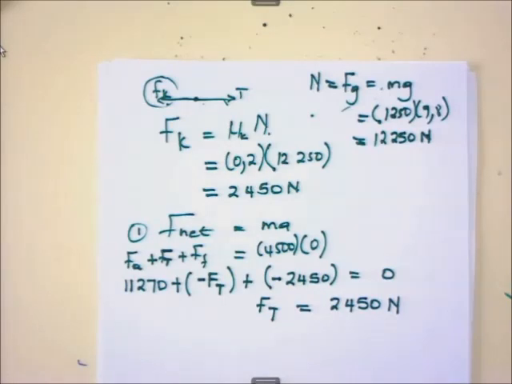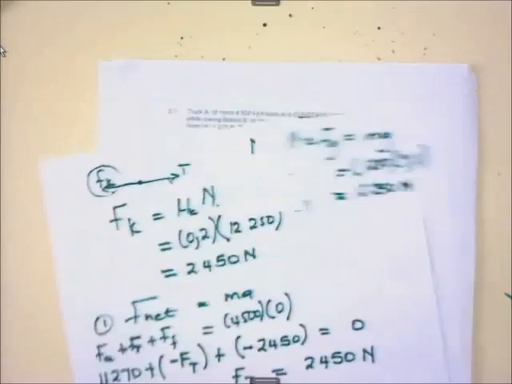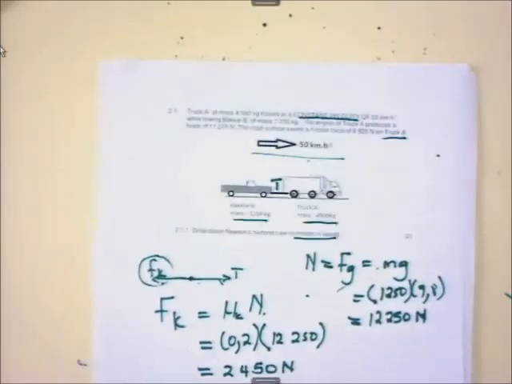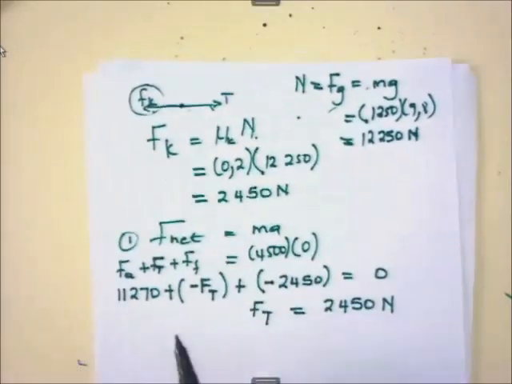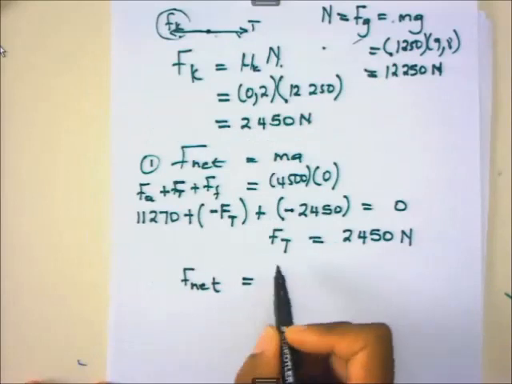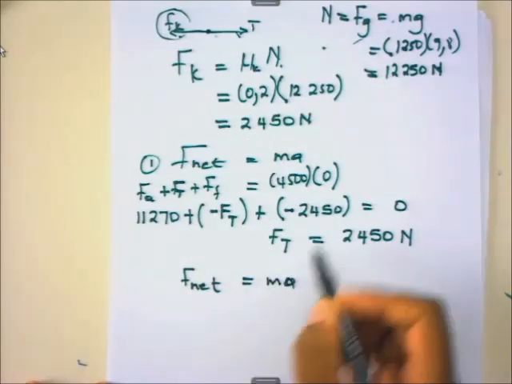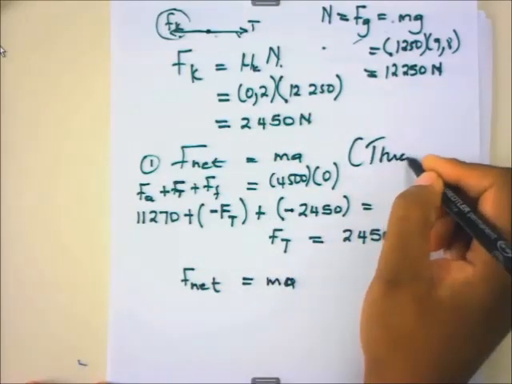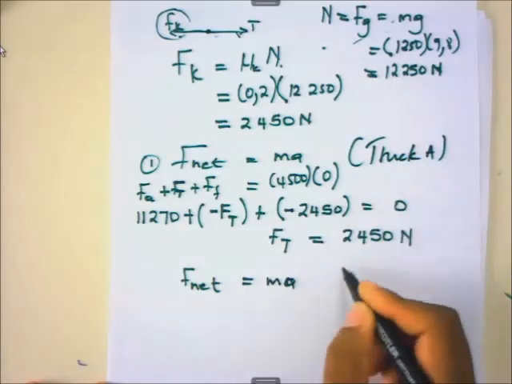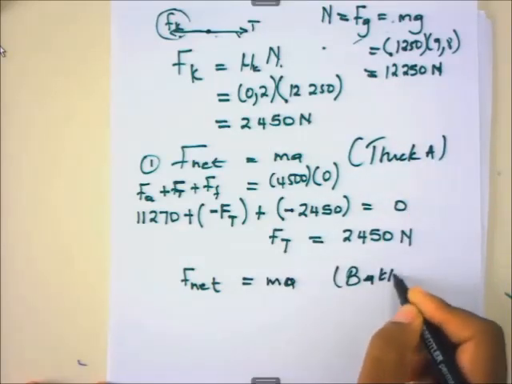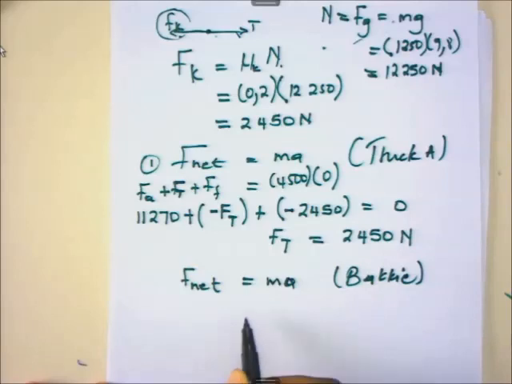You can still use the Baki to calculate that. You can say F net, remember the tension will be the same for both the Baki and the truck. F net is equal to ma. So here we used the truck A. Here we are using the Baki. Your answer must still be the same.